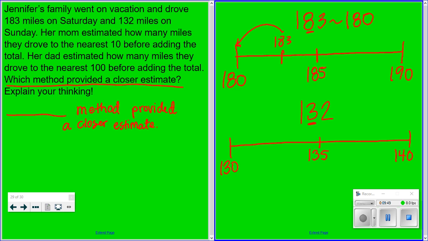Brayden, where would you put 132 on this number line now? Like 2 inches away from 130. Okay, pretty close to 130, which tells me that 132 is going to round to what, Braden? 130. Very good.